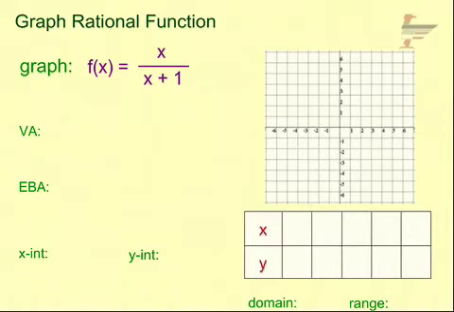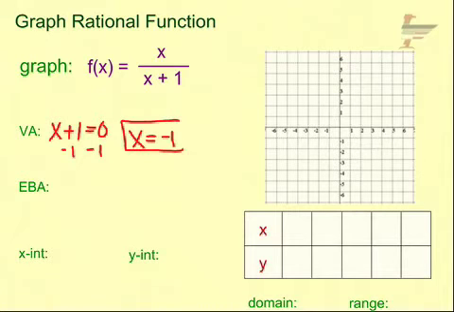Vertical asymptote: we set our denominator, which is x plus 1, equal to 0. So our vertical asymptote is x equals negative 1. I can go over here and draw that in.